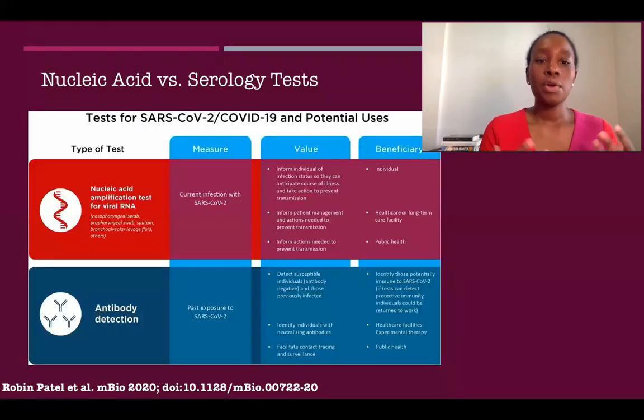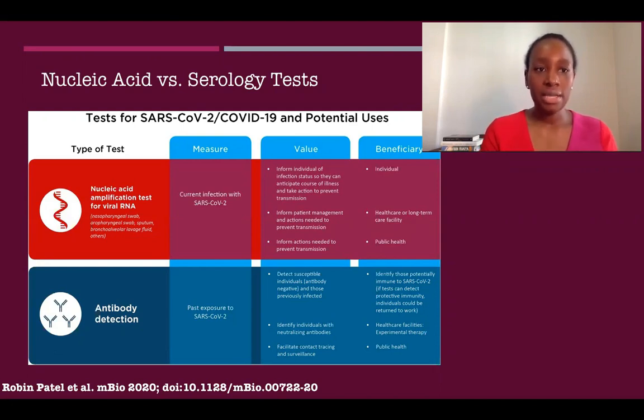So there are, of course, pros and cons to either one of these approaches. And really, I think you can think about these as complementary approaches because they give us different information. So I know that many people are getting one test, but you can also get more information about that person's exposure to COVID-19 by combining these tests. As nucleic acid tests really tell us more about current infection. For antibody tests, they're testing past exposure to COVID-19.